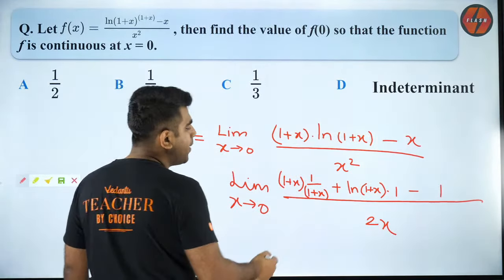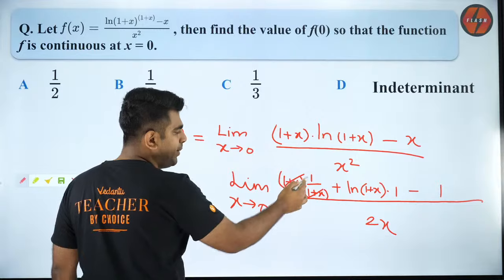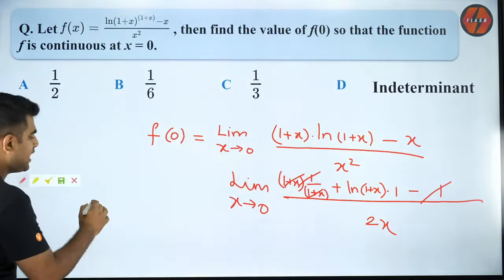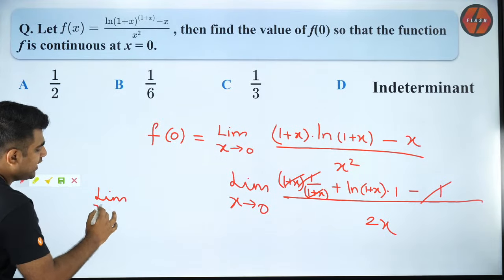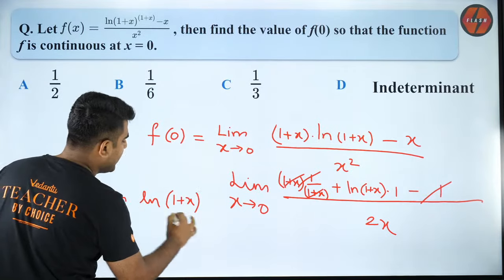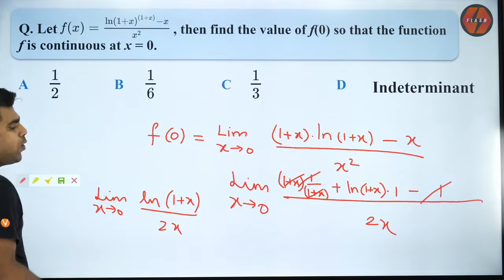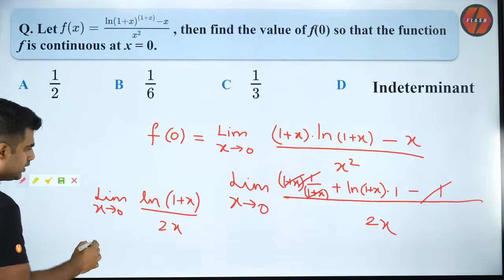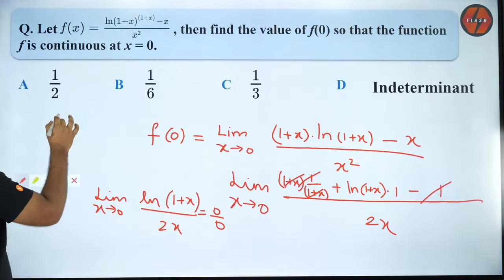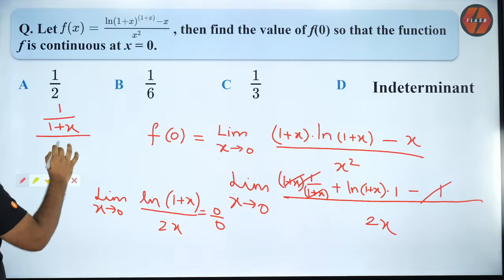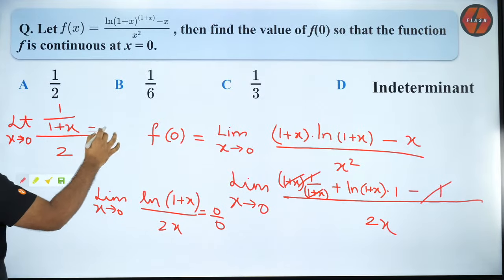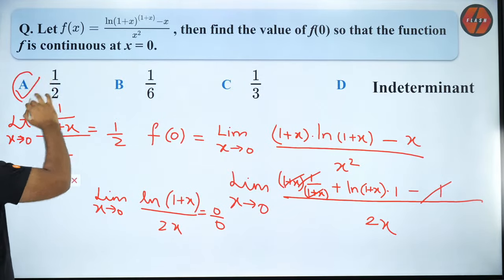Okay, so now what will happen? This and this will get cancelled. It will be 1. So this 1 and this 1 will get cancelled. So what do I have? I have the limit x tending to 0 of ln of 1 plus x by 2x. Now what will I do? Again differentiate it, because this will be again 0 by 0 form. So if I again differentiate it, I will get 1 by 1 plus x divided by 2, limit x tending to 0. So that will be 1 by 2. So A is actually correct.